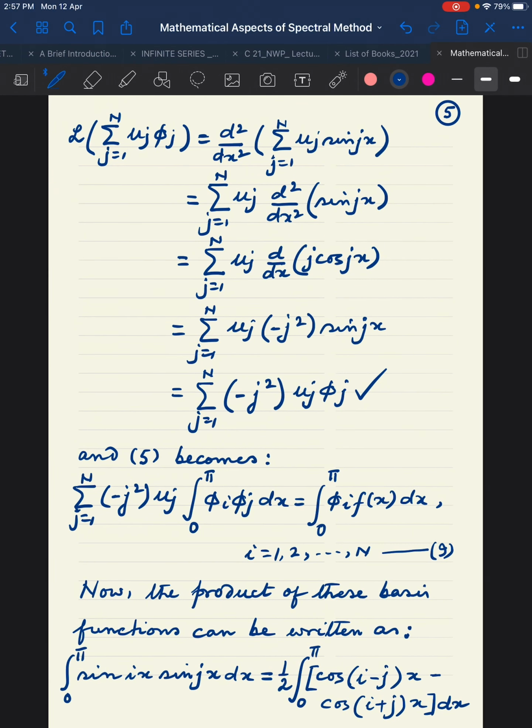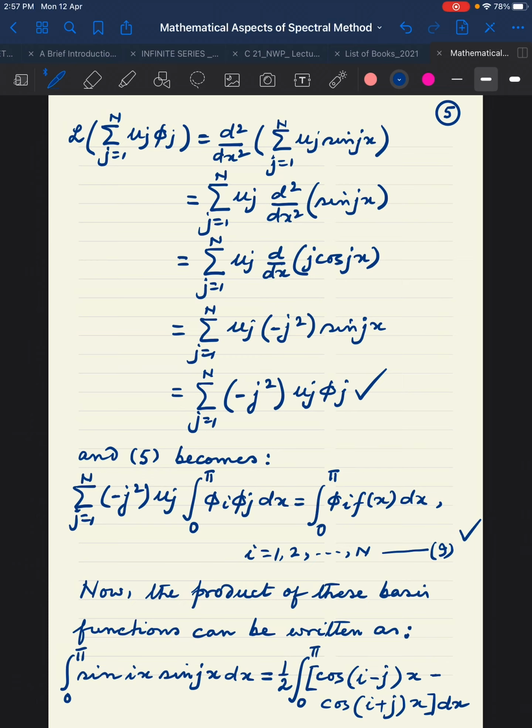So 5 becomes, if you just put the values, summation j equals 1 to n into minus j square uj into integral 0 to pi, because, if you remember, the given domain was 0 to pi. So it will be integral 0 to pi phi i phi j dx, and on the right hand side you will get integral 0 to pi phi i f(x) dx. Instead of integral a to b, our domain is 0 to pi, for i equals 1 to n. Thus we get equation 9 from 5.